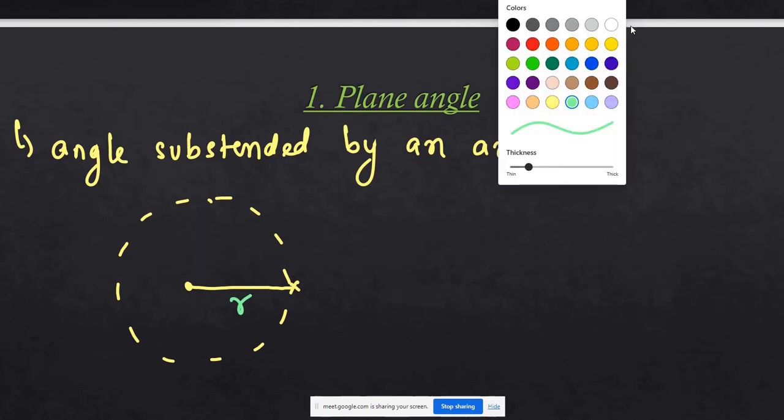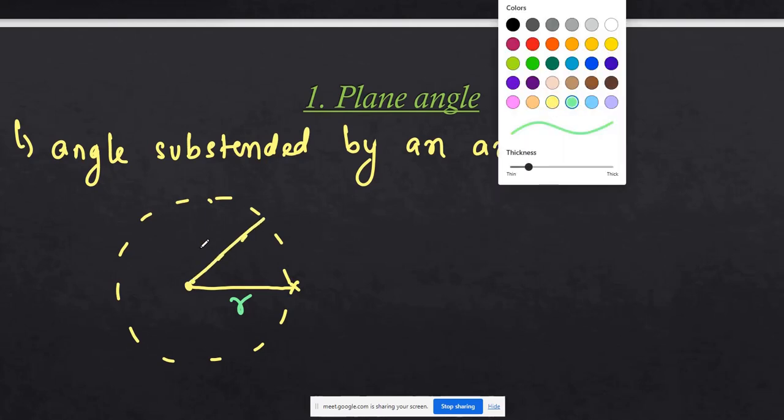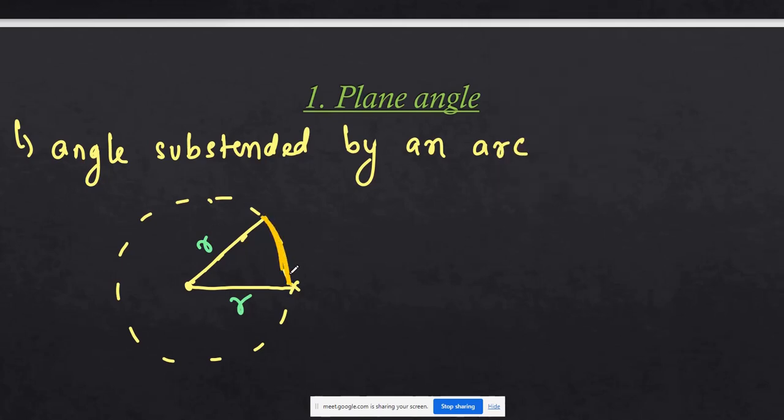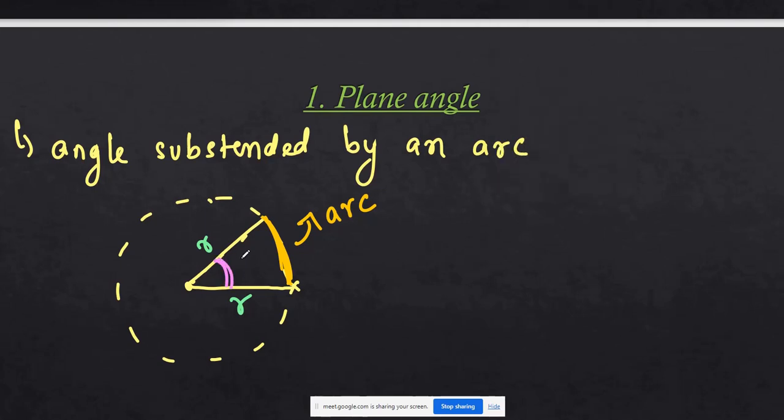Now what about this part? This is also the radius, right? Now if you take this portion, a part of the circle, what do we call this? This is called an arc. Now this small part of the circle is making some angle at the center of the circle. What is this angle called? This angle is theta, which is the symbol for plane angle.